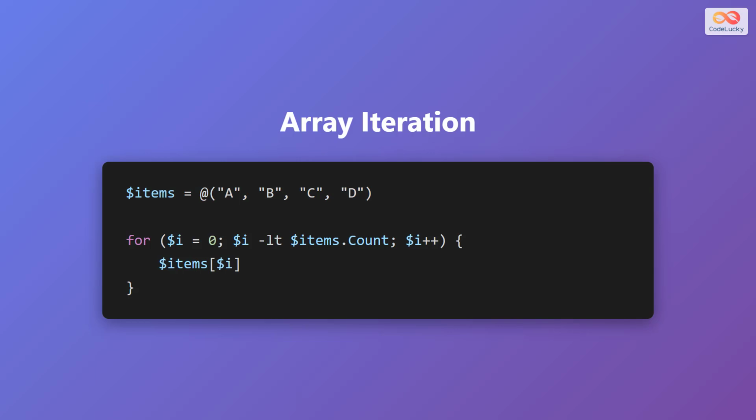For loops excel at iterating through arrays when you need index-based access. First, we create an array containing items A, B, C, and D, then we use a for loop starting at index 0, continuing while $i is less than the array's Count property, and incrementing by 1. Inside the loop, we access each element using bracket notation with $items[$i]. This approach gives you both the element value and its position, which is essential when you need to modify array elements, compare adjacent items, or track the current position during iteration.